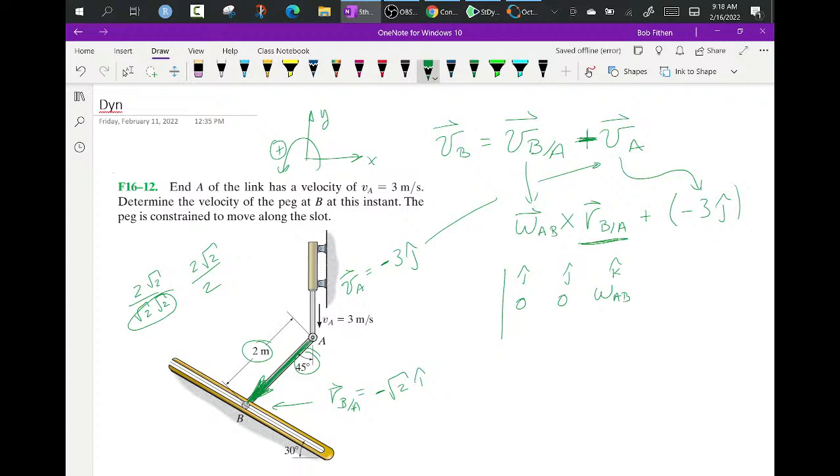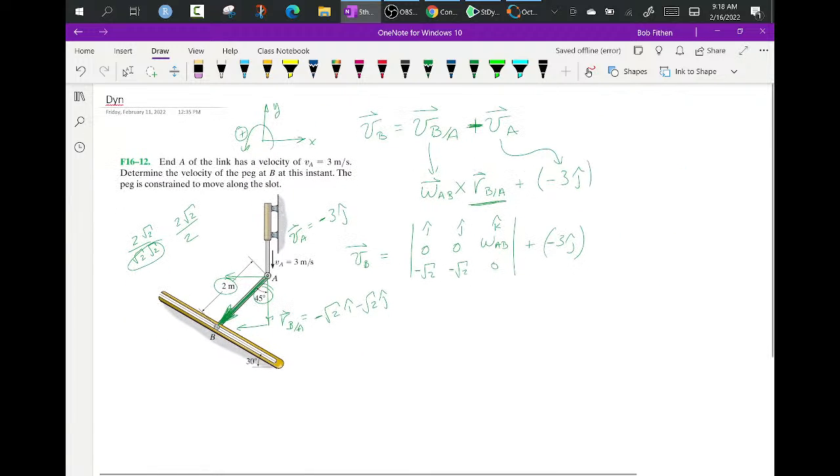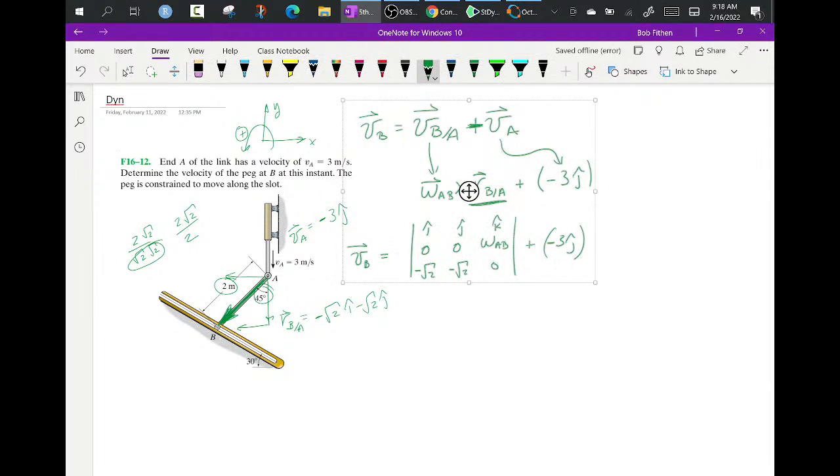So I have a component going to the left, which is negative. I have a component going down, which is negative. And so minus square root of 2, minus square root of 2 and nothing, plus minus 3j. And this is the velocity of B. Now I have somewhat run out of space, so I'm going to take the whole problem and shift it to the right.